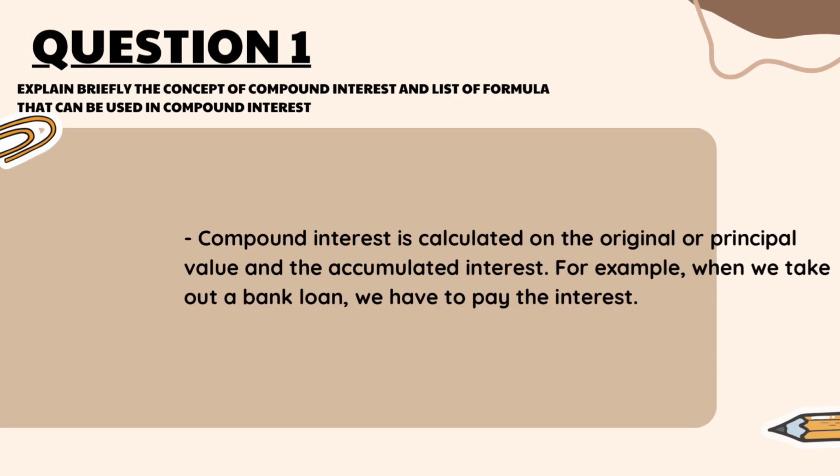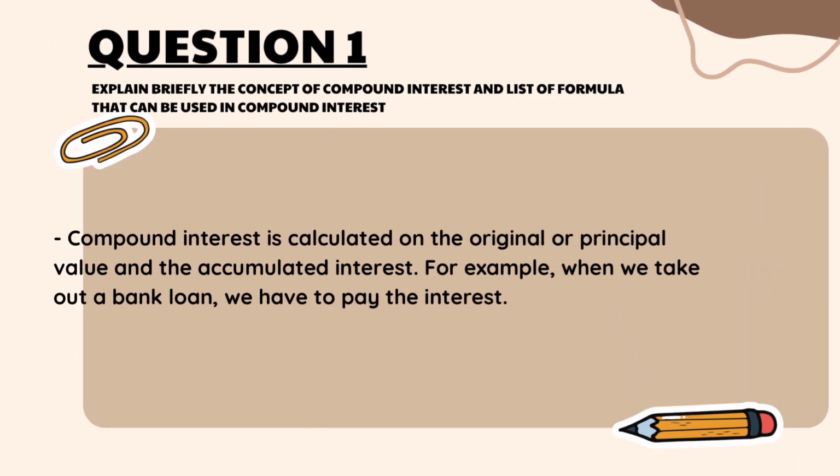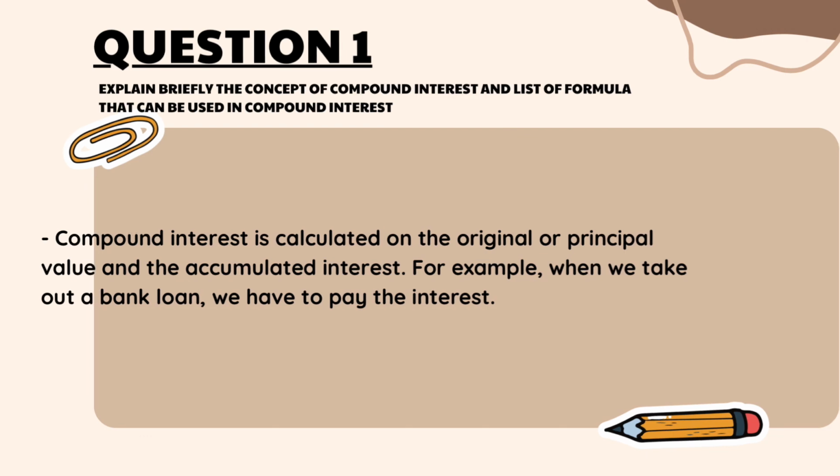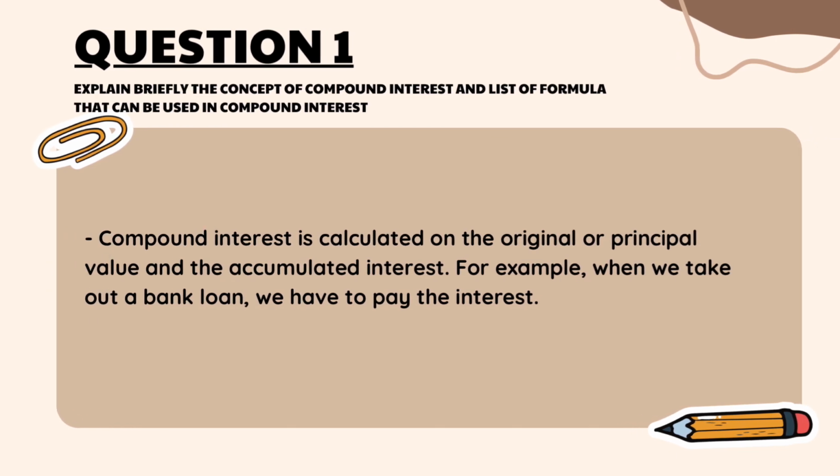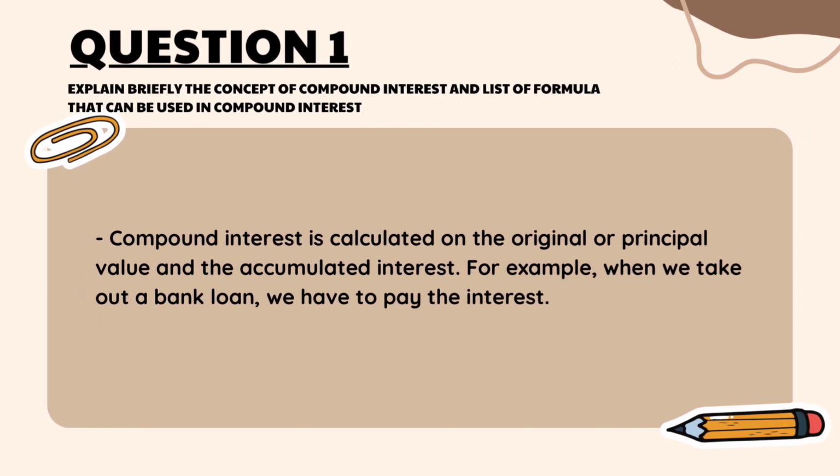Question 1. Explain briefly the concept of compound interest and list the formula that can be used in compound interest. Compound interest is calculated on the original or principal value and the accumulated interest. For example, when we take out a bank loan, we have to pay the interest. Other than that, compound interest can also be defined along with accumulated interest of previous periods. It is also known as interest on interest.